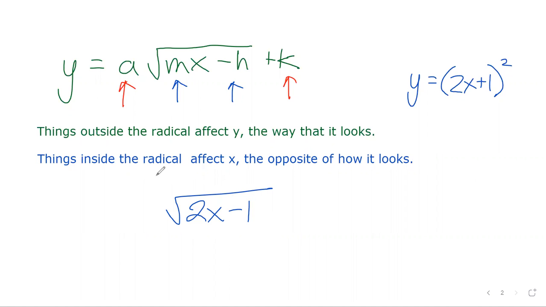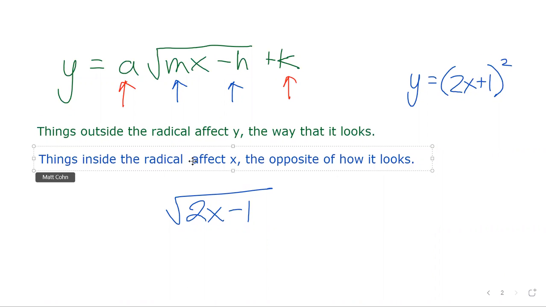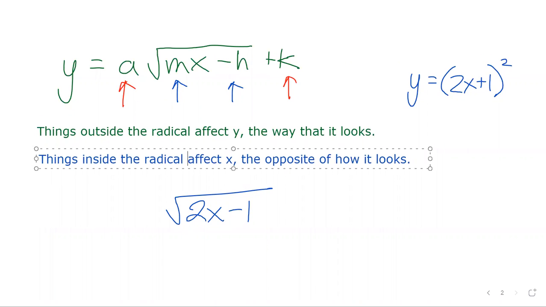So this is actually a pretty good general way to remember these, that things outside the radical affect y the way that it looks. Things inside the radical affect x, the opposite of how it looks. It's one way that you can kind of help keep all these transformations straight in your mind.